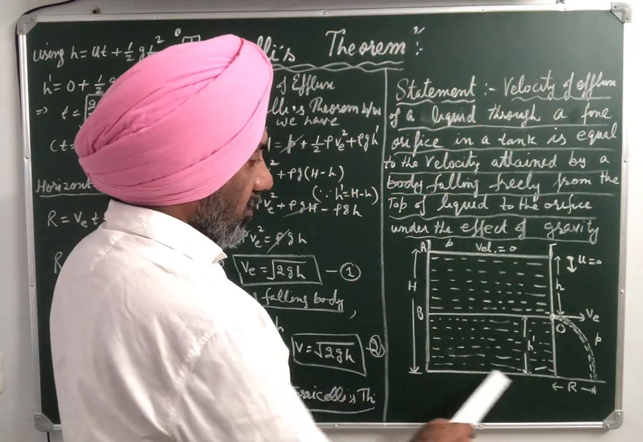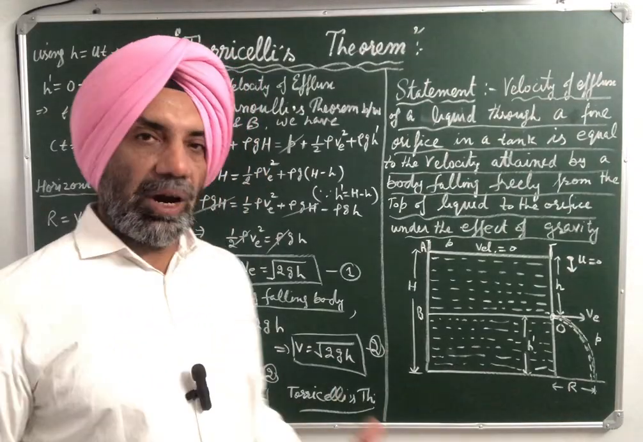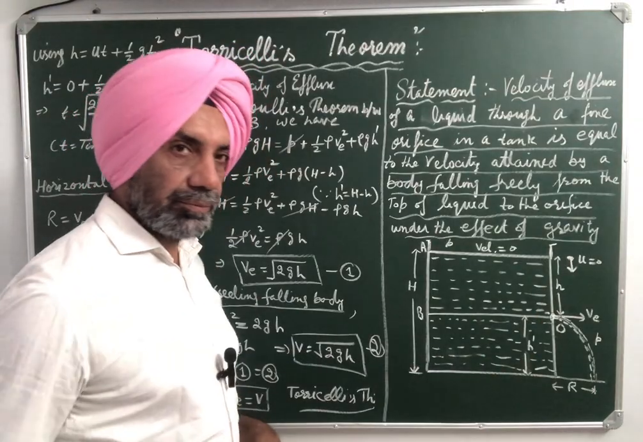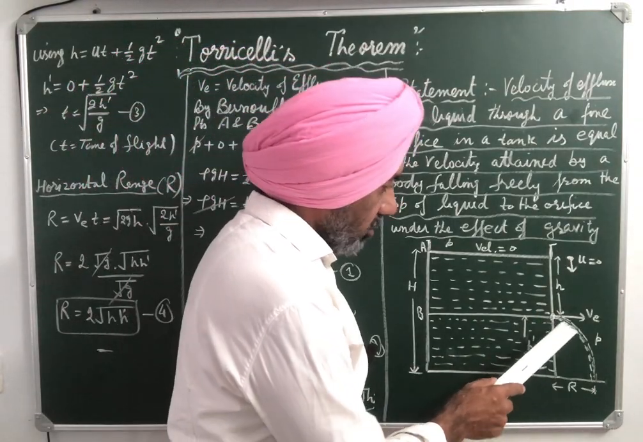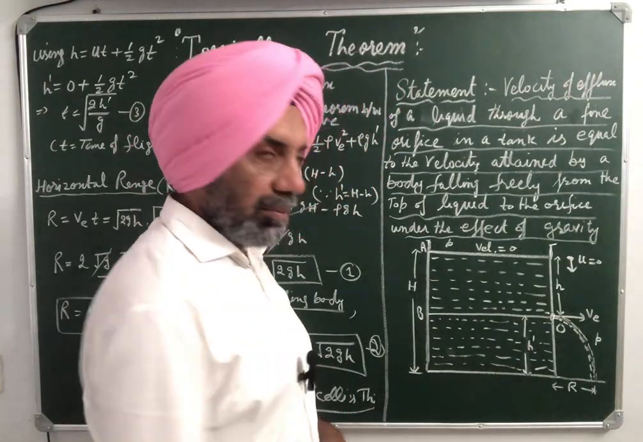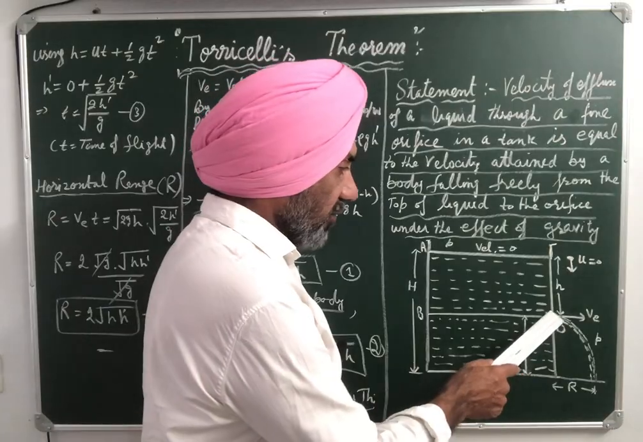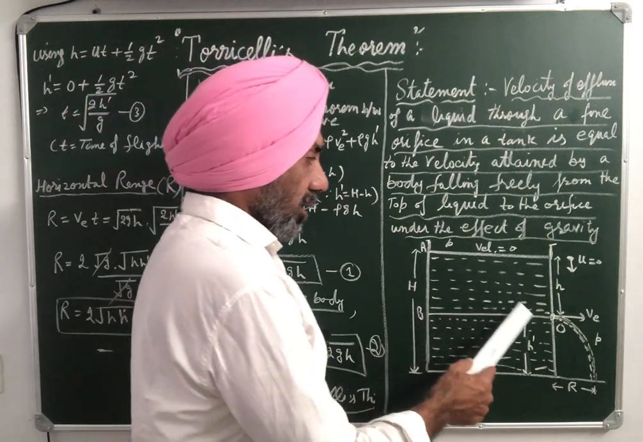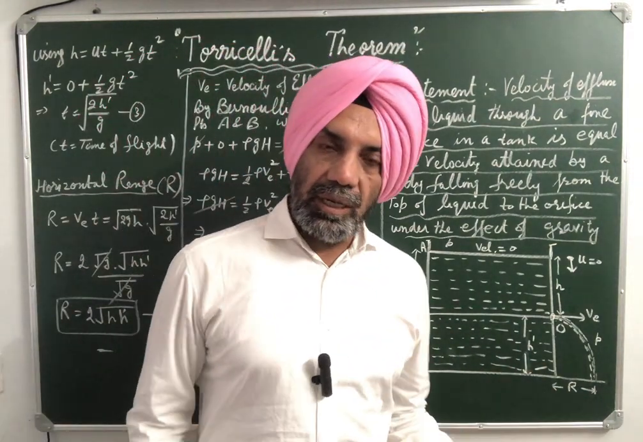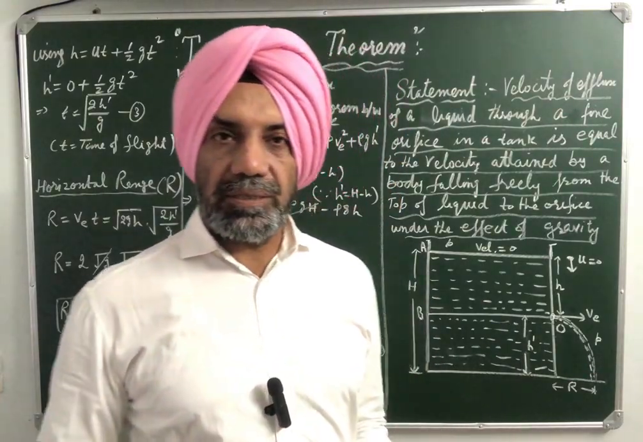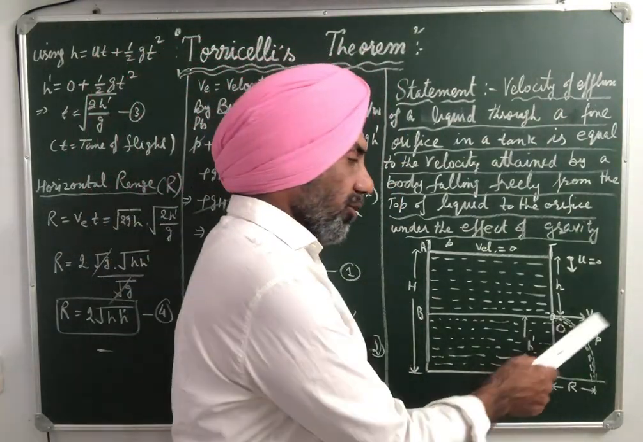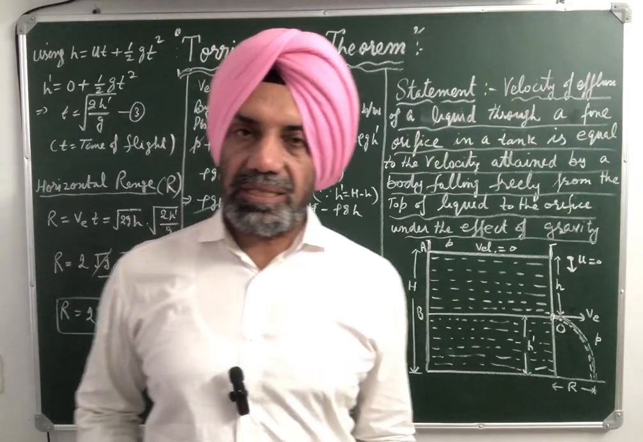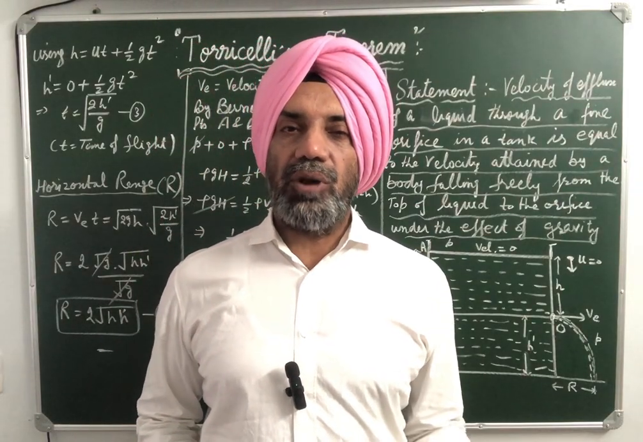Suppose we have a large tank containing water, maybe fluid, liquid or gas, having a fine hole at a certain height from the bottom, known as an orifice. When the orifice is open, liquid starts coming out of the orifice. The velocity of the liquid or fluid through a fine orifice is known as the velocity of efflux.